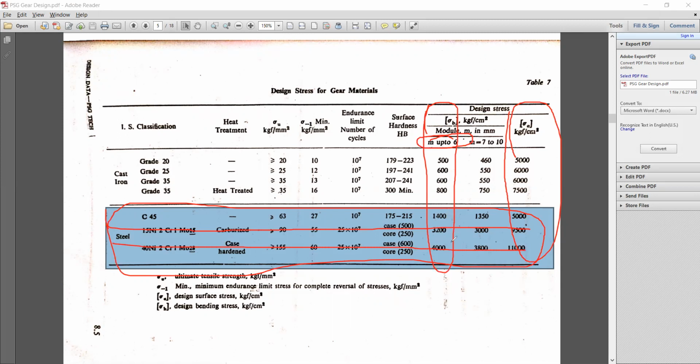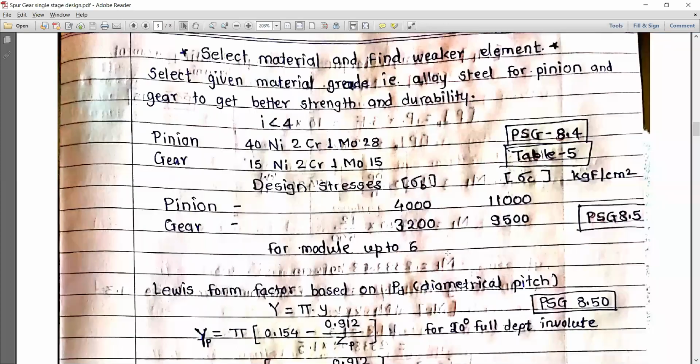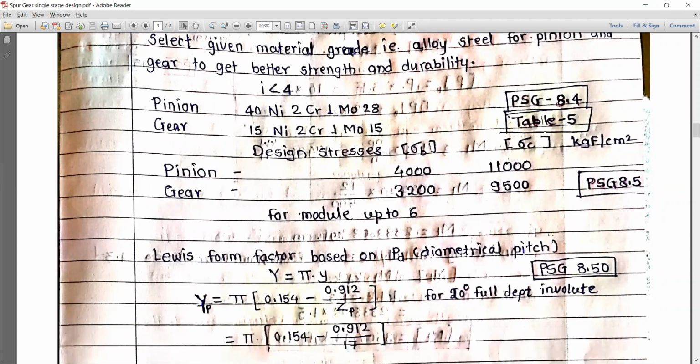Okay, so the sigma b value is 3200 kgf per centimeter square for 15Ni2Cr1Mo15, and for the other material it is 4000. Okay, so similarly you can note down these values. Here I have written the values related to sigma b and sigma c in kgf per centimeter square.